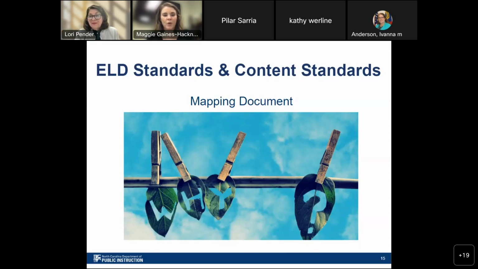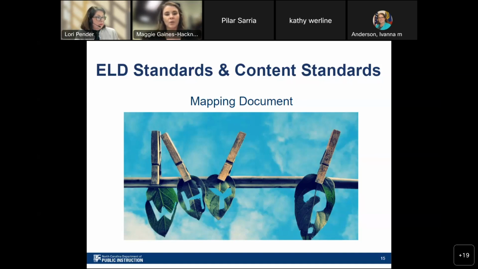So with the new rollout of the ELD standards, with the content standards, we now have been lucky enough to have a mapping document. Co-teaching is the piece that we need, right? We can take our ELD standards and merge them straight with the content standards that the different grade levels are using. So it's requiring more collaboration to happen within the classroom.